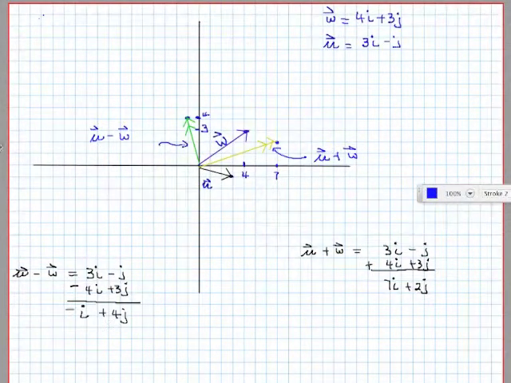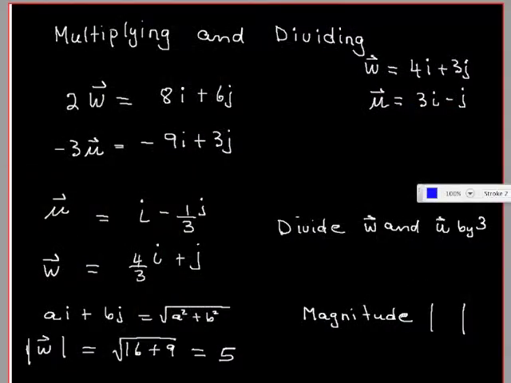There are other ways of adding and subtracting vectors, which is called the head-to-tail method, which we can learn in physics, but for now we will just do it algebraically. You can multiply and divide vectors too.